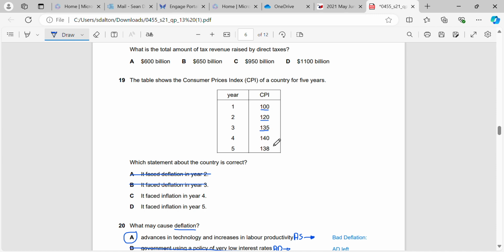It faced inflation in year 4, we can see that's correct. 140 in year 4 and 135 in year 3, so we've gone up by 5. When we go up it's inflation, and when we go down it's deflation. And therefore it faced inflation in year 5 is wrong. In year 5 it's 138 and in year 4 it's 140, so we actually faced deflation in year 5, not inflation.